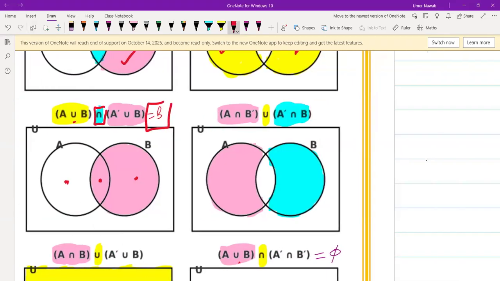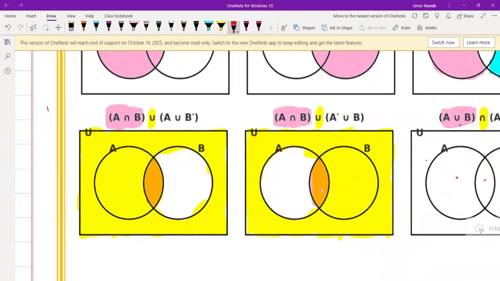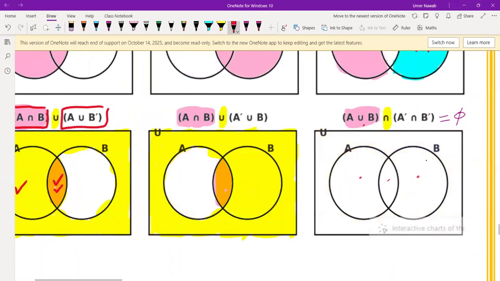Next is union. Okay, I can shade complete A intersection B complement. You know, this is A intersection B complement. I shaded it. And also I need to consider A complement intersection B, this part. Next, we have a union. I have to consider A intersection B. I took it. A union B complement. So I'm going to take A and also the B complement.